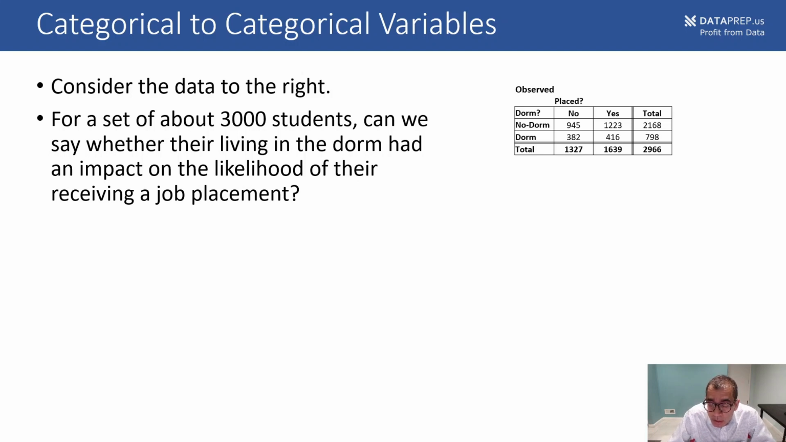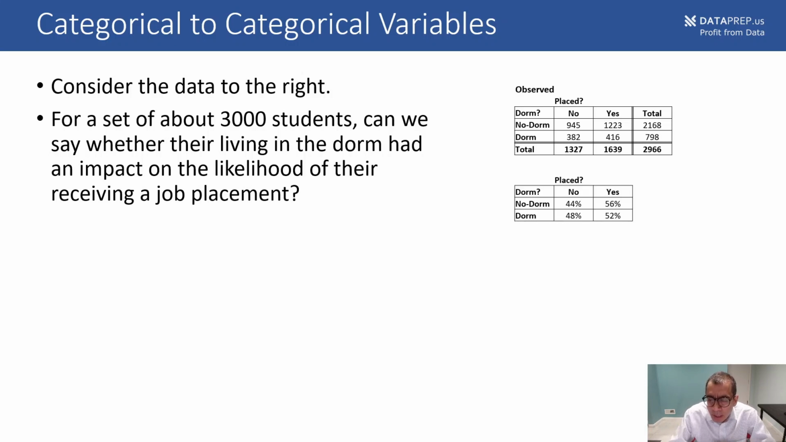Maybe the dorm people get to study more. The people who don't live in a dorm have to commute and they spend a lot of time doing that, and they don't have the right environment to study, and therefore their placement rates are lower. One could intuitively argue the other way as well. Maybe the people who live in the dorm party too much and don't get a job placement at the end of their studies or at the end of their education.